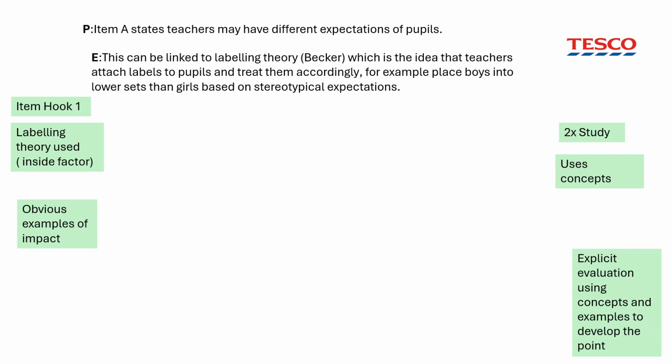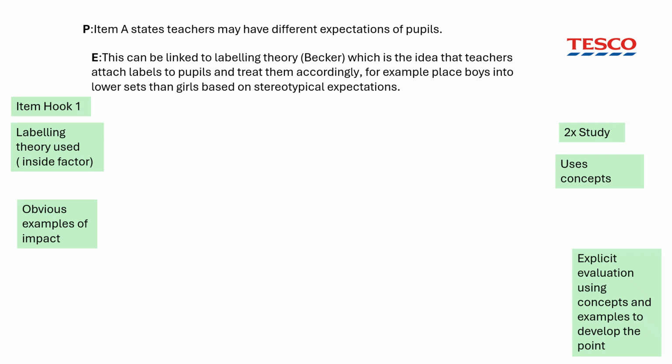So this can be linked to labelling theory, Becker, which is the idea that teachers attach labels to pupils and treat them accordingly. For example, place boys into lower sets than girls based on stereotypical expectations. So already they've gone shopping down the T aisle because they've linked it to labelling theory. They've identified what the examiner would expect, which is expectations would have been taught alongside labelling theory in your classes. They've also gone down the S aisle because they've got a study, one of the most famous sociologists linked with teacher expectations.